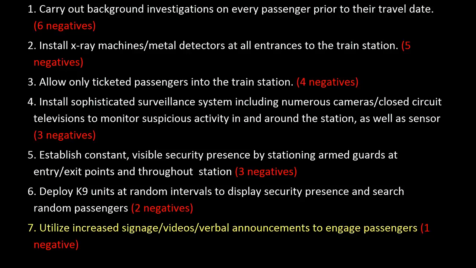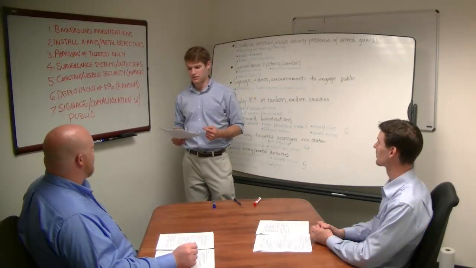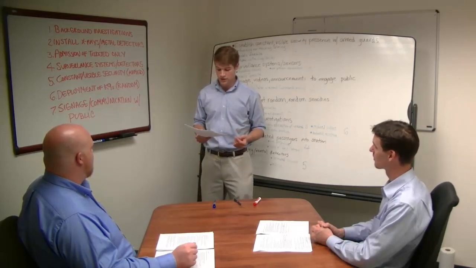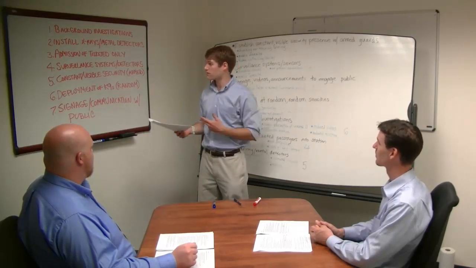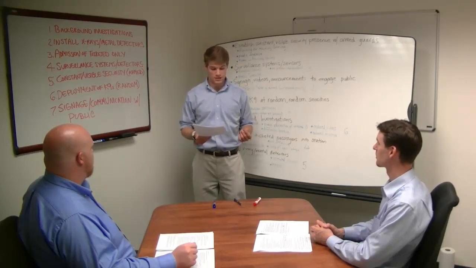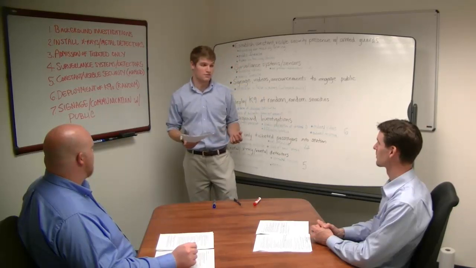So having identified the signage and communication with the public solution as having the fewest negative impacts, we can use this information to better plan how to allocate resources when trying to improve security for the train station. And in reality, our jurisdiction could implement more than one of these measures if resources permit. So hopefully this technique helped to shed some light on the negative aspects of solutions that otherwise may not have become apparent.